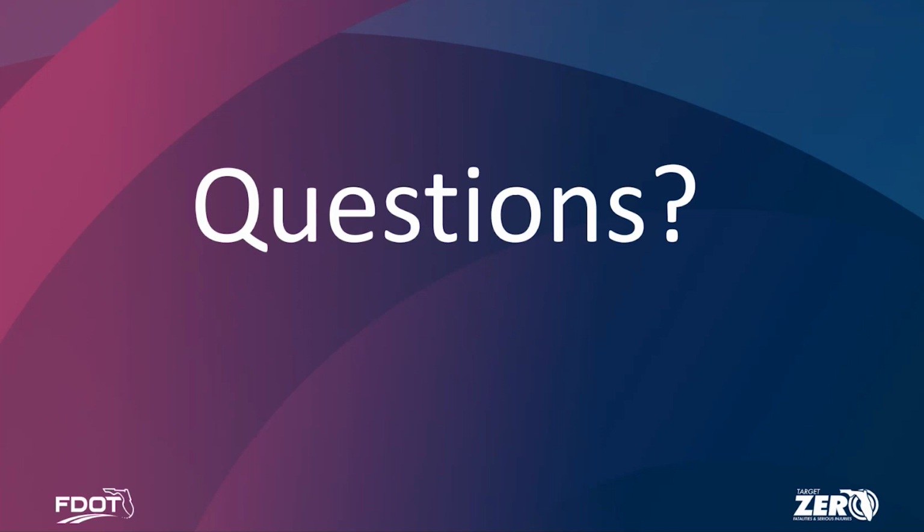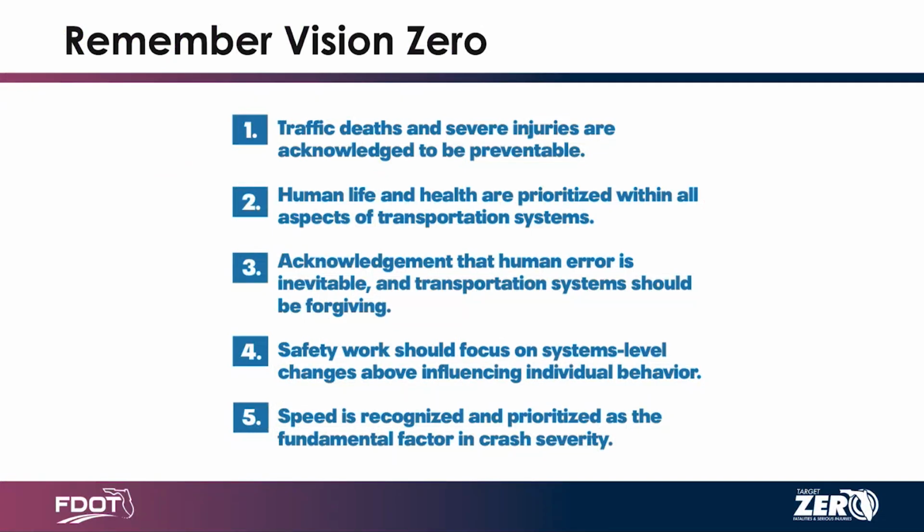So the next section is going to be a refresher on the safe system approach. So we're going back to that. Just remember, traffic deaths and severe injuries are acknowledged to be preventable. We can prevent them, and we're going to work toward that. Human life and health are prioritized within all aspects of transportation systems. So what does prioritization mean? Prioritizing means there's not a trade-off. We're not trading operations with safety, right? We're making it safe and then optimizing everything else after it's safe.